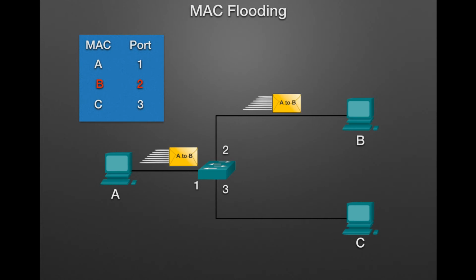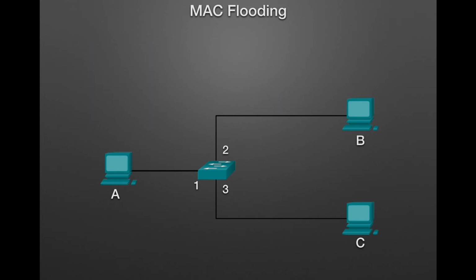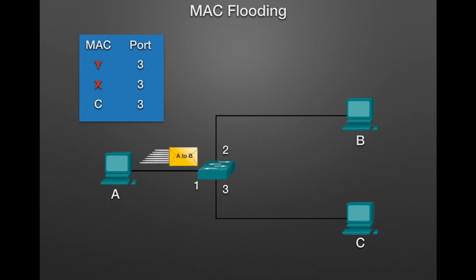So what an attacker does is send messages with bogus MAC addresses in an attempt to fill the MAC address table, so no new addresses can be learned by the switch. Okay, so next time A wants to send a message to B, the switch will not have B in the MAC address table. So it's going to flood the whole network again in an attempt to reach B. But this time the switch is not going to learn about B because the table is already full. So it's going to be flooding the network every time.